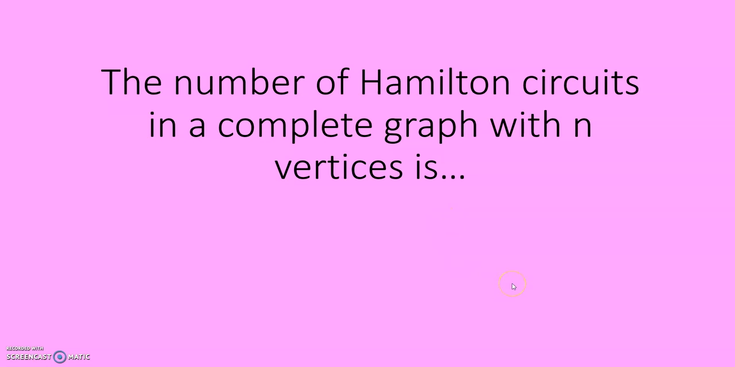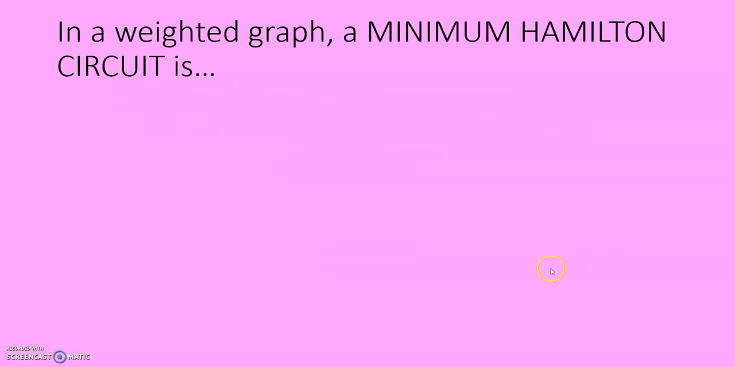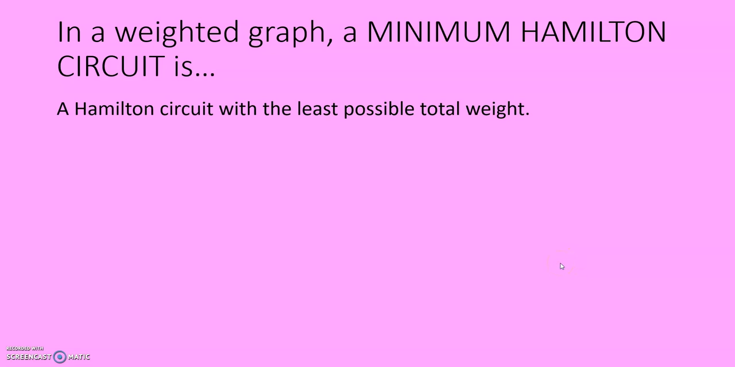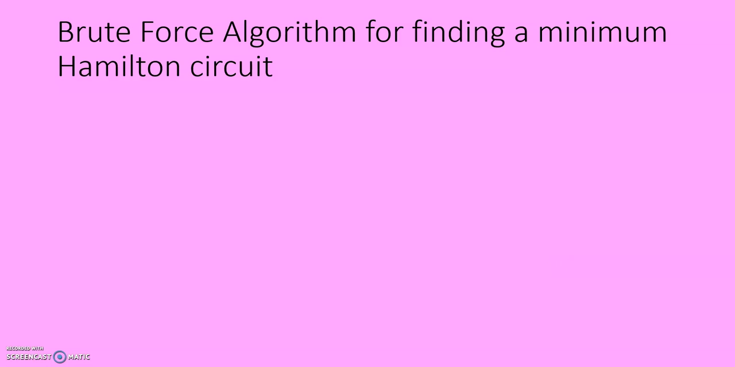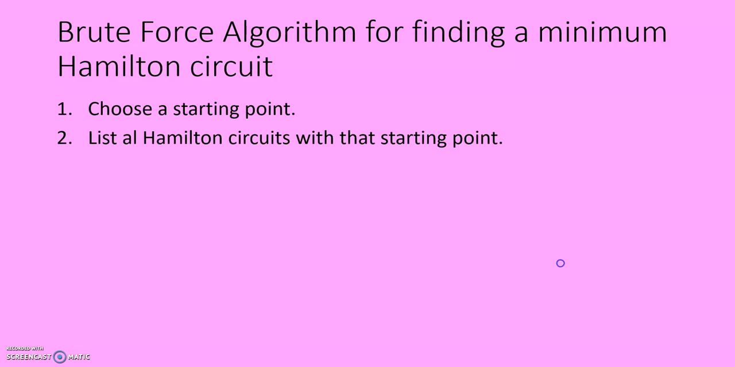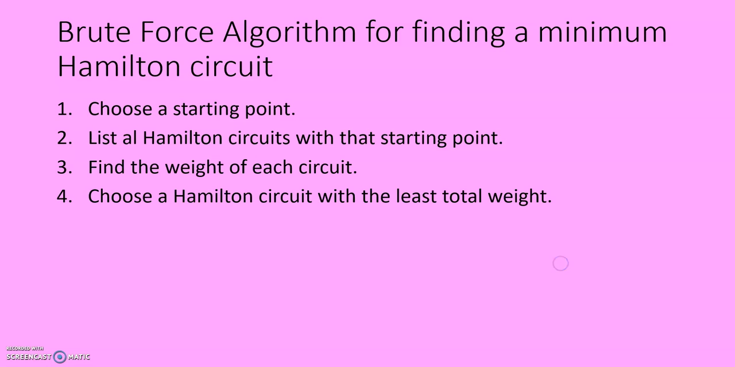The number of Hamilton circuits in a complete graph with n vertices is n minus 1 factorial. In a weighted graph, a minimum Hamilton circuit is a Hamilton circuit with the least possible total weight. We've got the brute force algorithm for finding a minimum Hamilton circuit. Choose a starting point, list all Hamilton circuits with that starting point, find the weight of each circuit, and choose a Hamilton circuit with the least total weight.